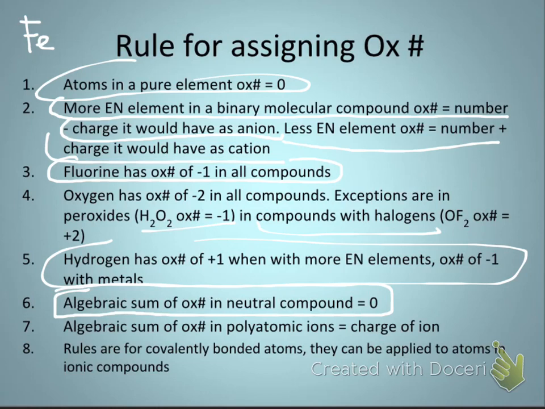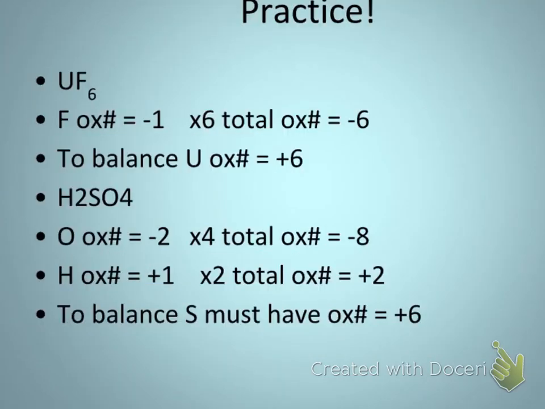If we've got a polyatomic ion, the algebraic sum is equal to the charge on the ion. Okay, that's pretty easy. And these apply to covalently bonded atoms. We can use the same rules for looking at oxidation states in ionic compounds, but it doesn't make a whole lot of sense to do that. We don't typically. So let's practice one, shall we? Okay, this is a covalently bound compound, UF6. What would that be? Name it. I'll give you a hint, uranium. Hexafluoride, uranium hexafluoride, nasty, nasty stuff.